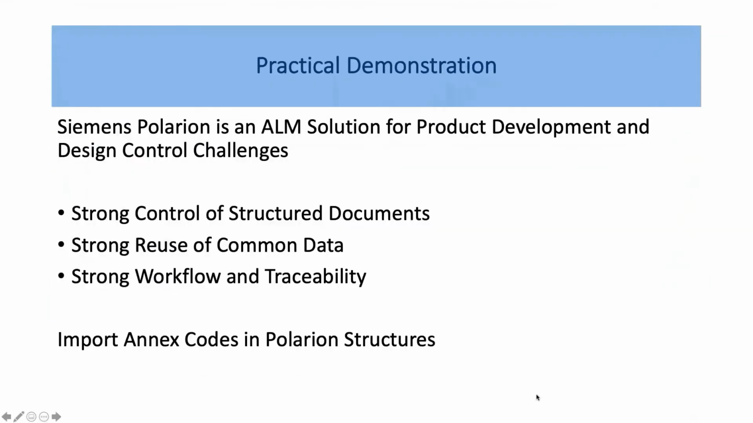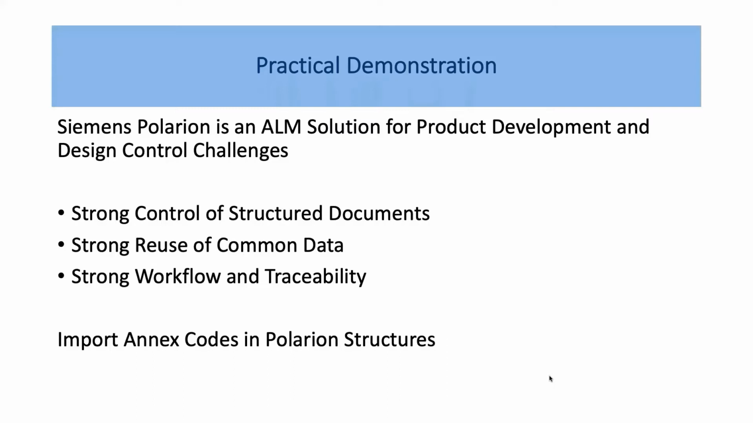Well, let's now talk about a small practical demonstration that we'll focus on. Our webinar today will be broken up in terms of very small concepts and some practical demonstrations of how that happens. First off, let me tell you a little bit about Polarion. Siemens Polarion is an ALM solution for product development, and it addresses, I call them design control challenges, solving problems to the challenges that you have and allowing you to move forward with standard operating procedures that are already in place.